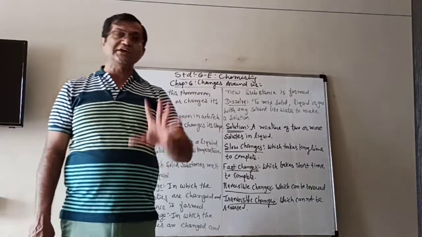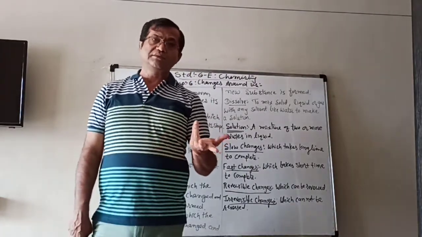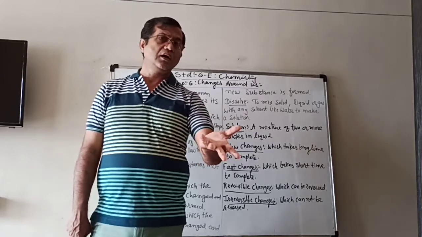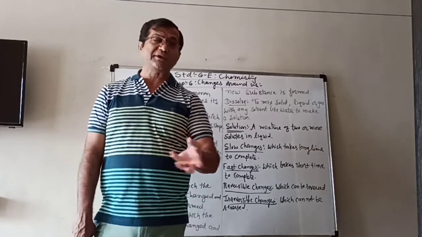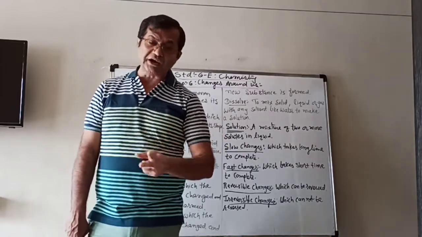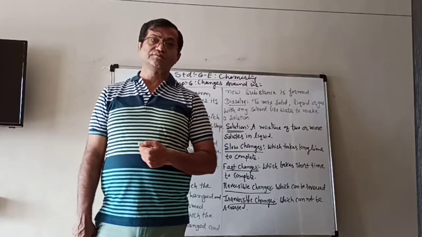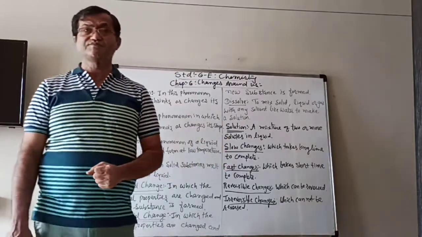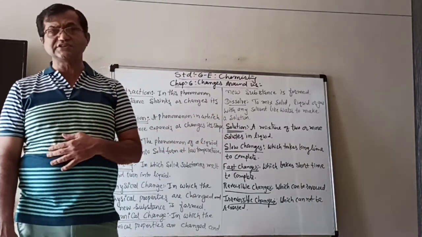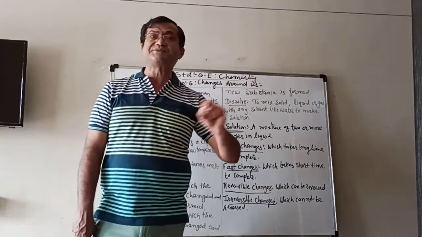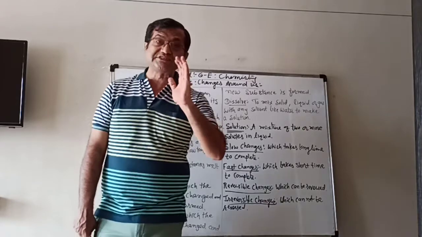For example, if you take a paper, fold it and make a toy aeroplane, what type of change is it? Paper is still paper. If you cut the paper also, it is still a paper. So that is a physical change. Turning of solid to liquid, liquid to gas are also physical changes because no new substance is formed. Only its physical properties changed.